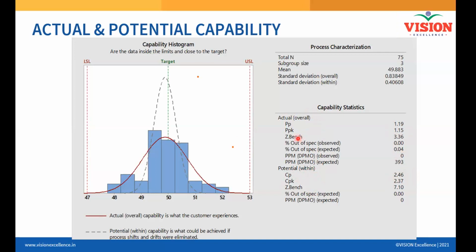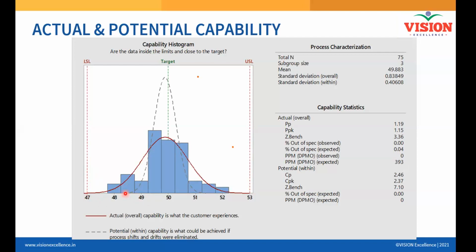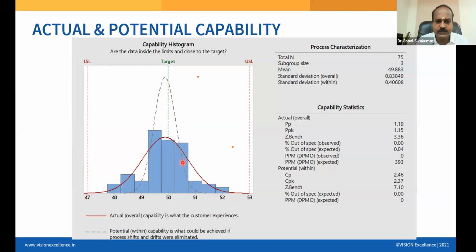Now the Z value is nothing but sigma level. Sigma level is 3.3 here. Look here, when the CP/CPK is much more than 2, the sigma level is more than 6. You can see that here. Now also see here, this is your upper spec 53, lower spec is 47. In the short term, absolutely there is zero rejection. Can you see here? Because the complete curve is well inside the spec. Can you see all of you?